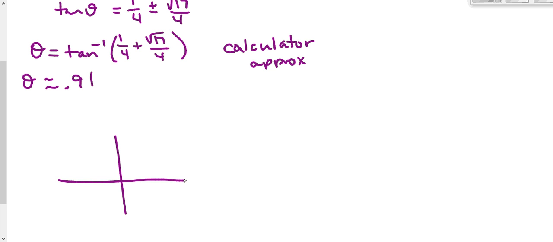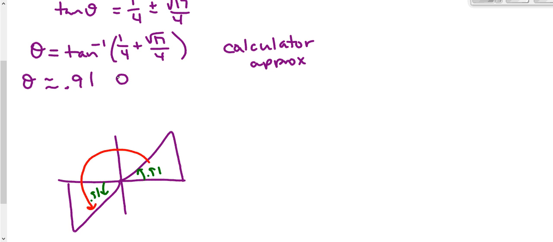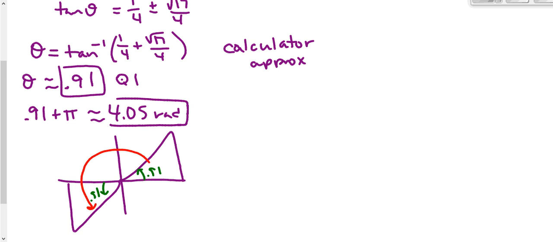So let's picture this. Quadrant 1 angle, 0.91 radians. So then your other quadrant where tangent is positive is quadrant 3. So that triangle would also have a 0.91 radian angle, but these two are pi radians apart. They're half a circle apart. So to get the second answer, we have our quadrant 1 answer. Take that quadrant 1 answer and add pi radians to it. And you get approximately 4.05 radians. And that would be your quadrant 3 answer.